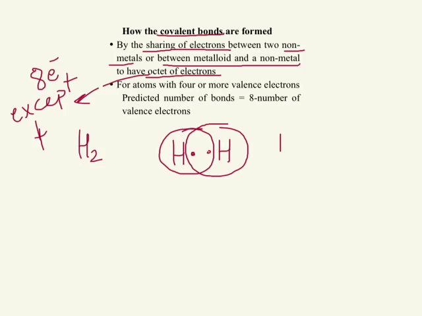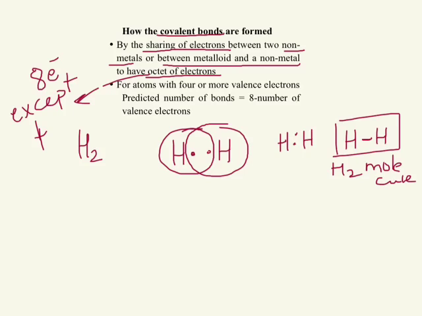Now we can write it down like this also, and we can represent 2 electrons as one single line, which we call a bond. So this is the covalent structure of the H2 molecule.